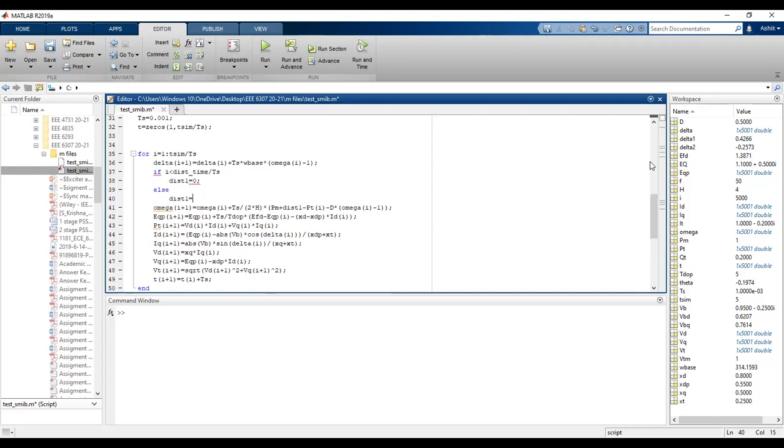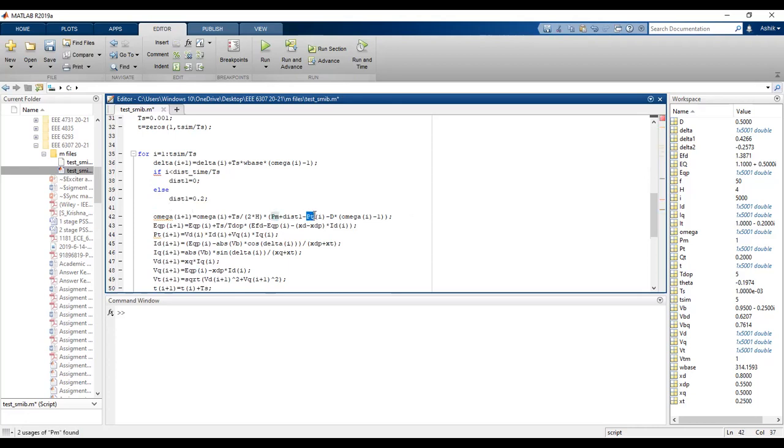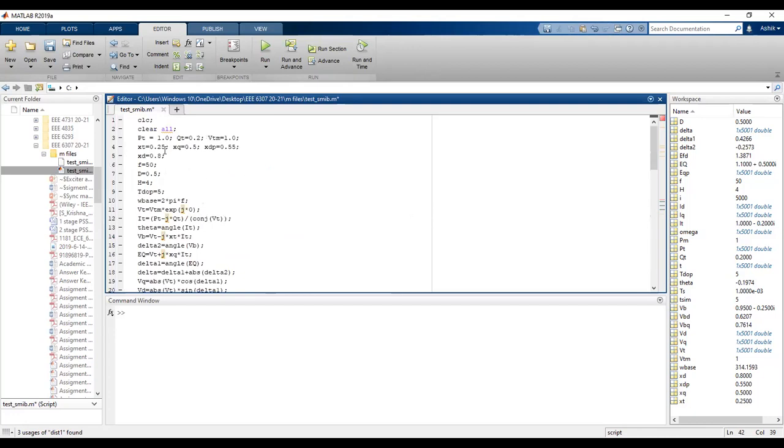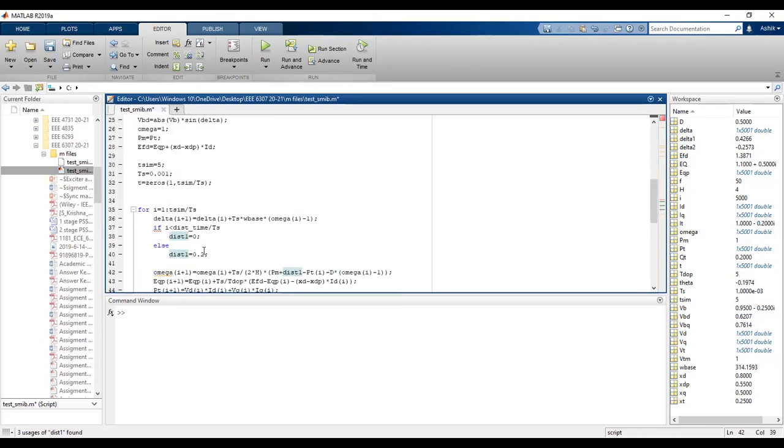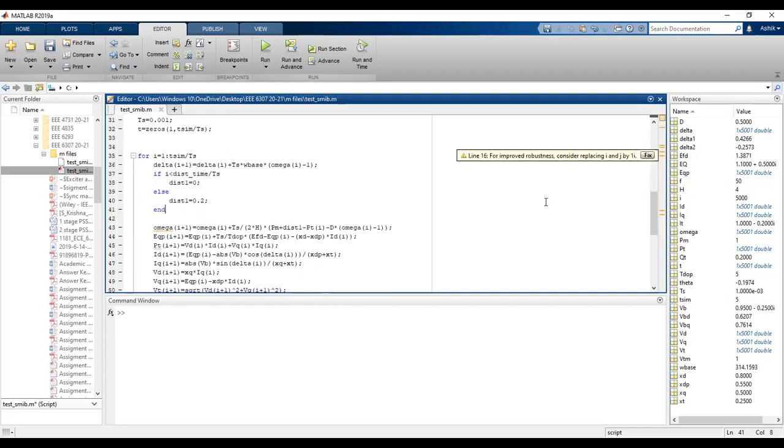Let's say any value, 0.2 per unit, because you are giving the disturbance in PM. What is the initial value of PM? That is equal to PT. So you have to keep in mind what is the actual value you're dealing with, and based on that you have to apply some reasonable value of disturbance. All are in per unit, so your PT is probably 1 per unit. So 0.2 means you are actually increasing or decreasing 20% of the mechanical input. And you should end the if-else condition here.